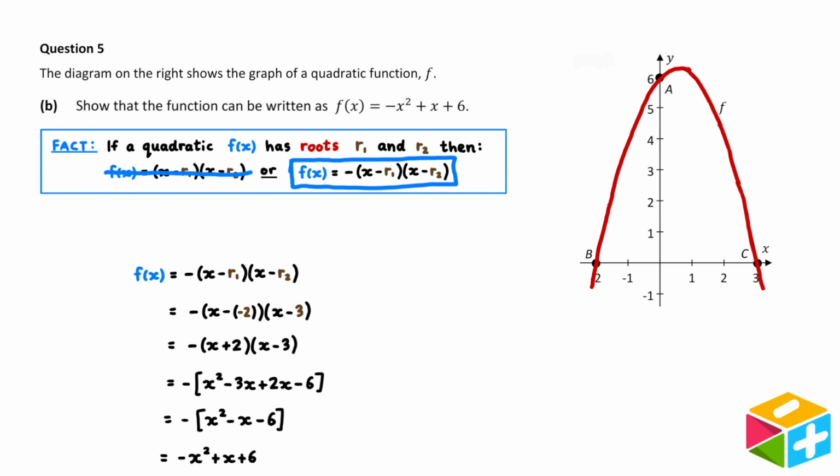To finish off, let's deal with this minus sign outside our brackets. This has the effect of changing the signs of each of the terms inside. So we get -x squared plus x plus 6. And now we're done, since this is precisely the expression we were asked to come up with.